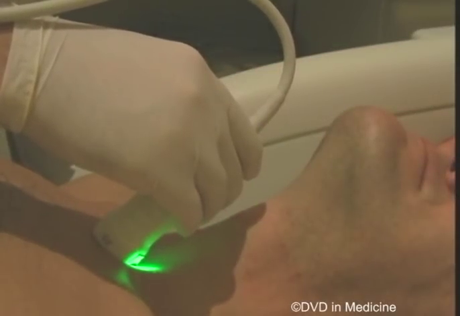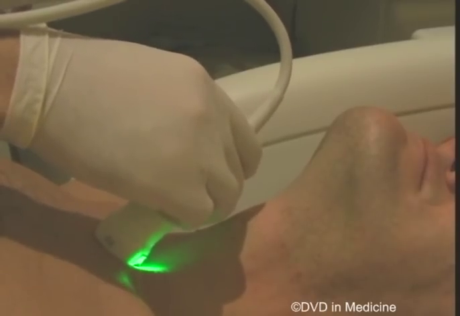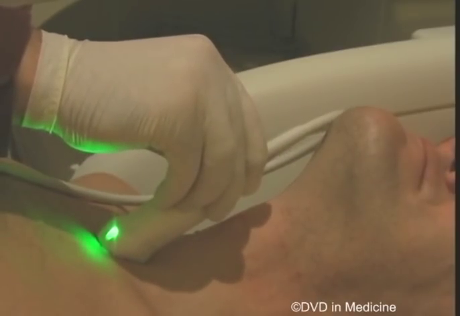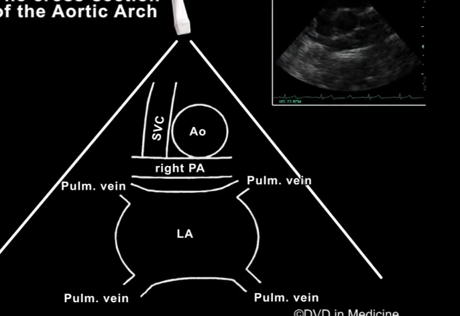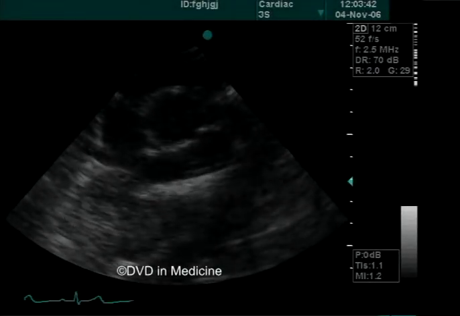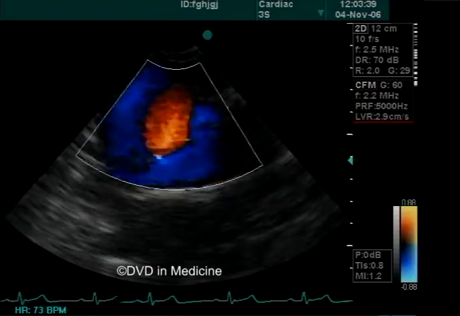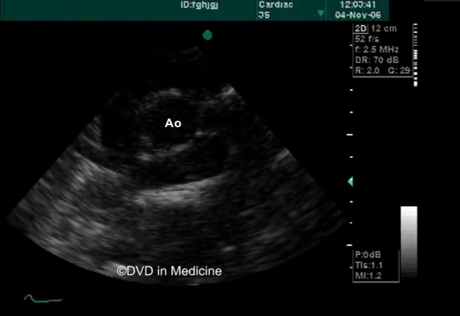From the suprasternal long axis view of the aortic arch, one should rotate the transducer clockwise until the cross-section of the aortic arch is obtained. In this image, a horizontal part of the aortic arch is shaped like a ring. To the left of the ring, one can see the superior vena cava. The horizontal tube-like structure under the aortic arch is the right pulmonary artery in long axis. Going deeper from the pulmonary artery, one can see the left atrium.